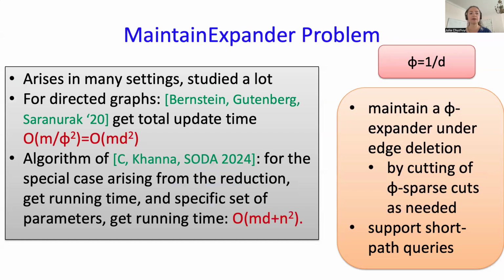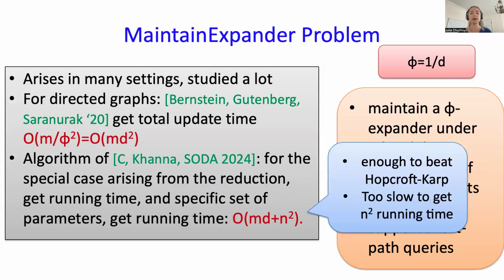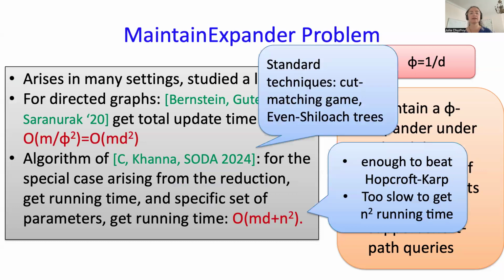And in our SODA paper, for the special case, again, that arises from the reduction, and for some very specific setting of parameters, we got an algorithm whose running time is md plus n², and this was enough to get the result in the SODA paper. And I just want to say that it just uses completely standard techniques, such as cut matching game and Even-Shiloach tree. But this is not enough to get the n² time that we want to get for the STOC paper.